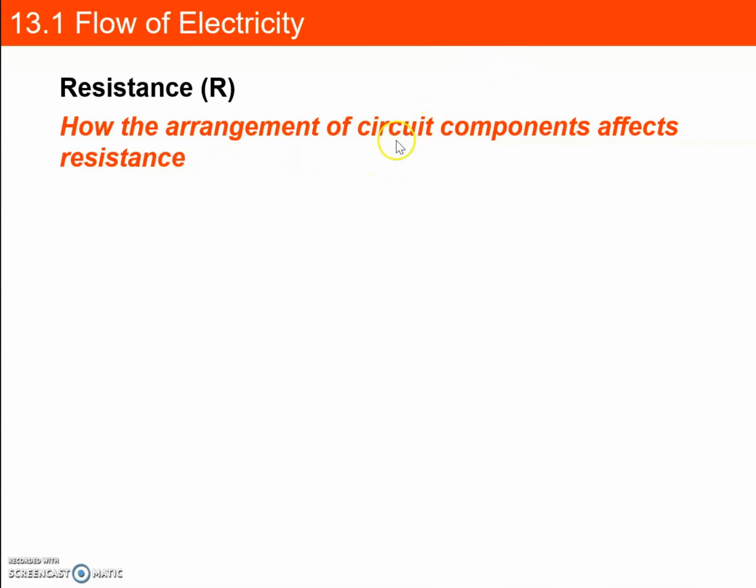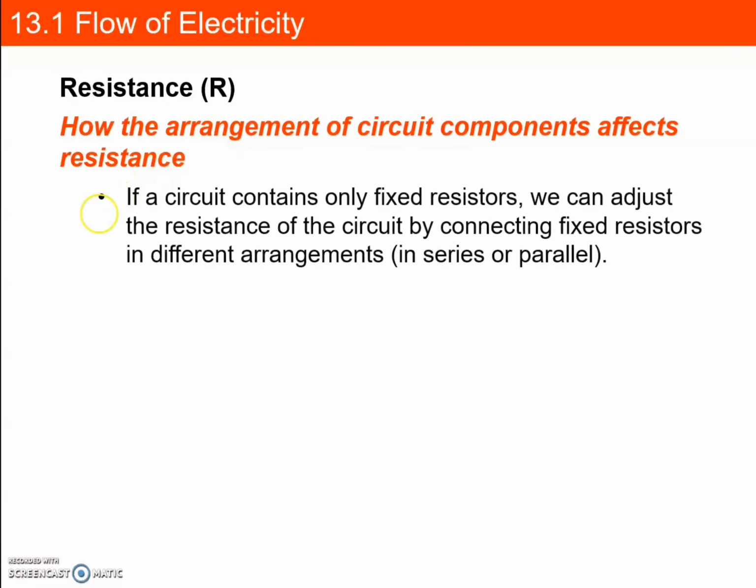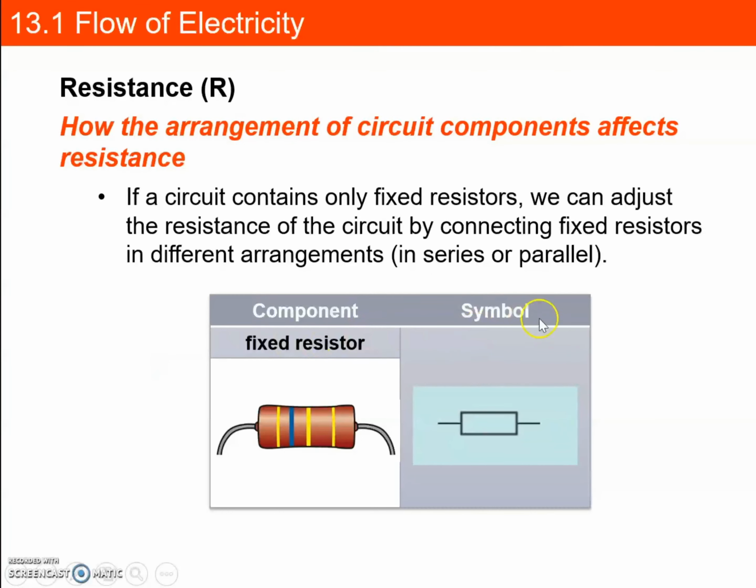Right? Now, how the circuit components are arranged in a circuit actually affects the resistance of the circuit. So if a circuit contains only fixed resistors, we can adjust the resistance of the circuit by connecting your fixed resistors in different arrangements, okay, whether in series or in parallel. Okay, so the symbol to represent a fixed resistor in a circuit diagram is just a rectangle box, okay, with the wires connecting to it.